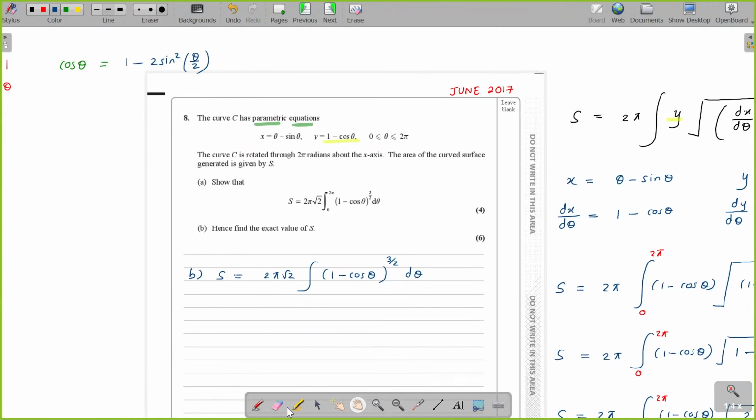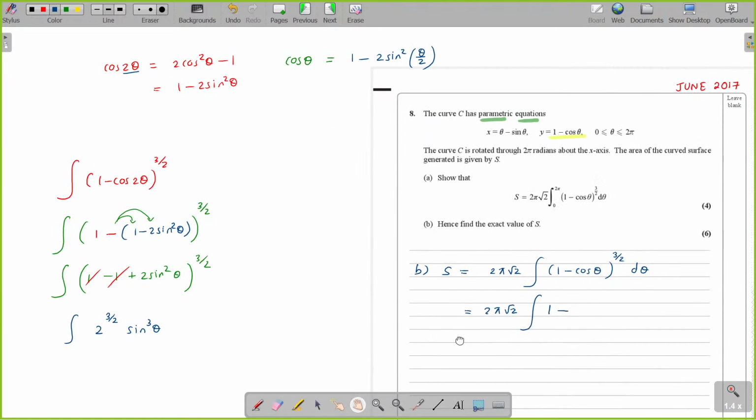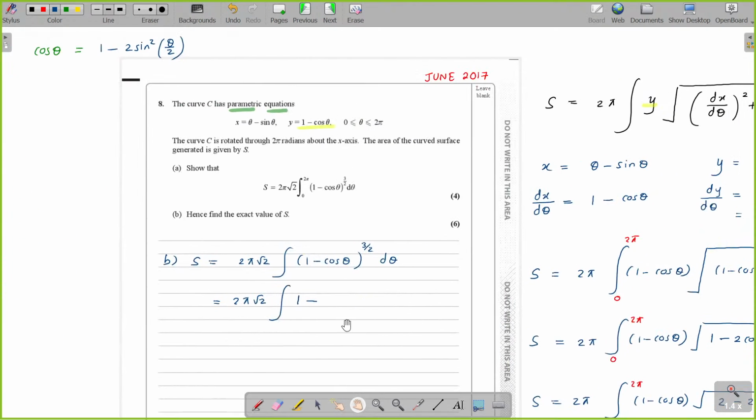How does it work? 2 pi root 2 integration of 1 minus, show all the steps. I was just doing something to show you how it works for 2 theta, so show all the working here. Cos theta is 1 minus 2 sine square half theta. And this is outside, there's another bracket with the power 3 over 2. So don't forget the power 3 over 2. Okay, now what?